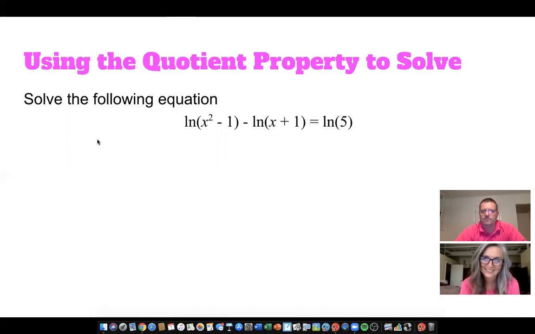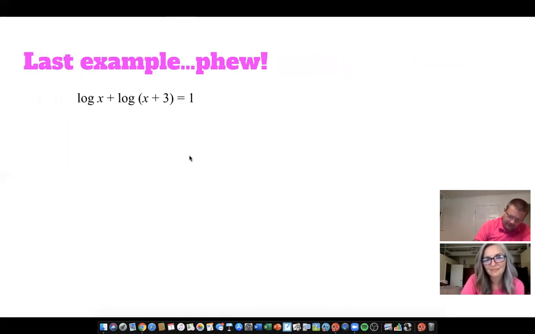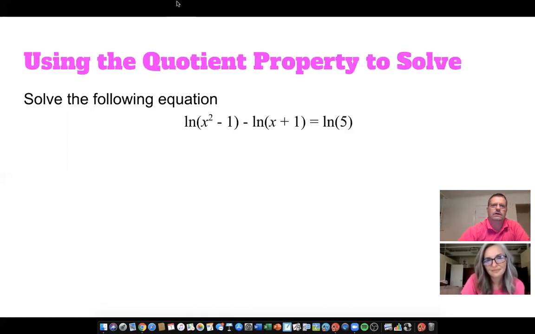So if we can do the product property, we can do the quotient property. And again, if I had log equals log, I'm good, but I don't. But I have logarithm minus logarithm, which I could write as a fraction. So I could write this one as natural log of x squared minus 1 over x plus 1.